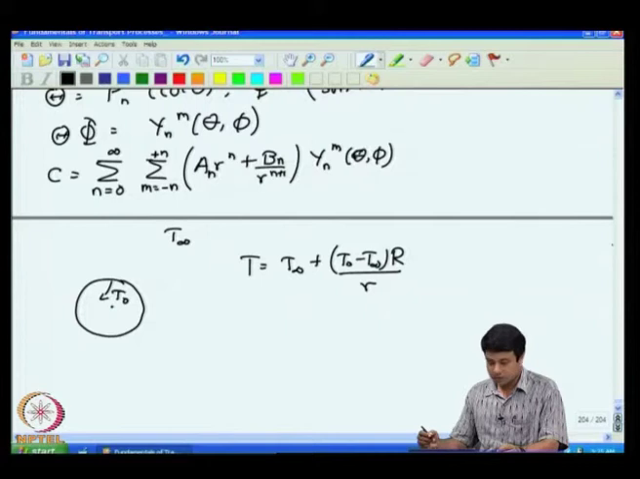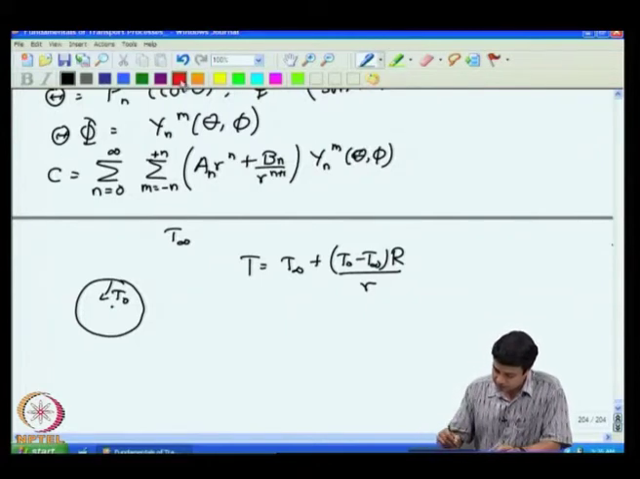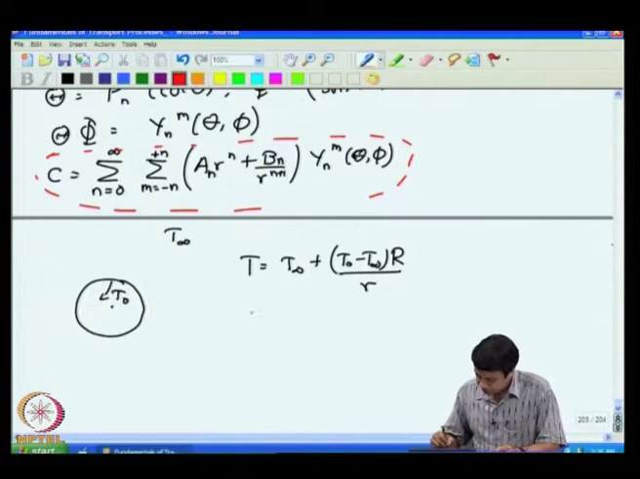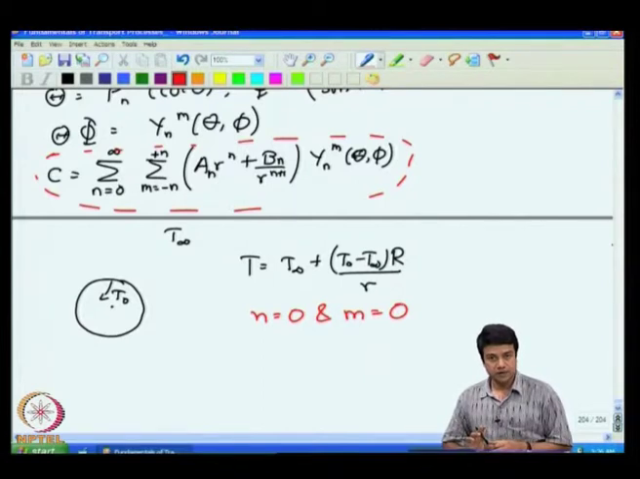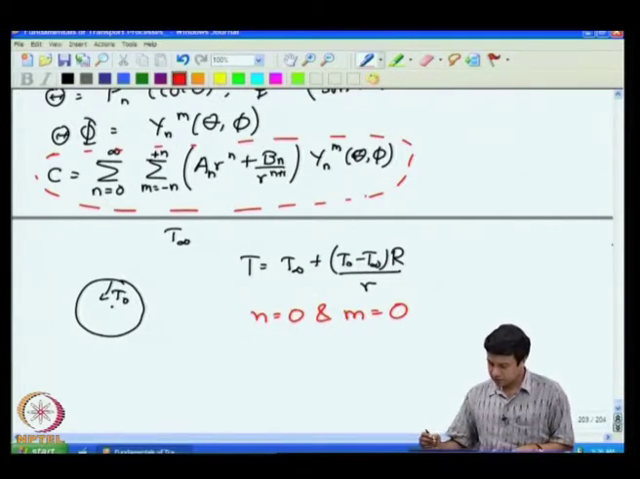This corresponds to the Legendre polynomial, the spherical harmonic solution with n equal to 0 and m equal to 0. Of course, if n is equal to 0, then m has to be equal to 0, because m can vary only between minus n and plus n. Therefore, this corresponds to this particular solution.